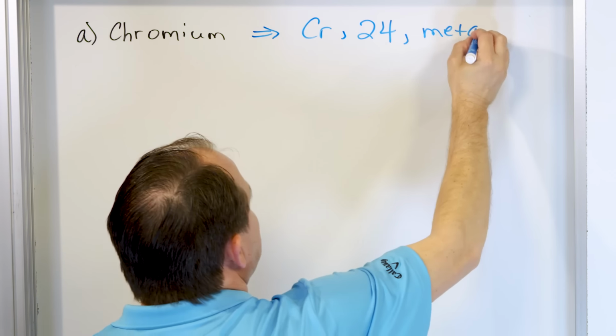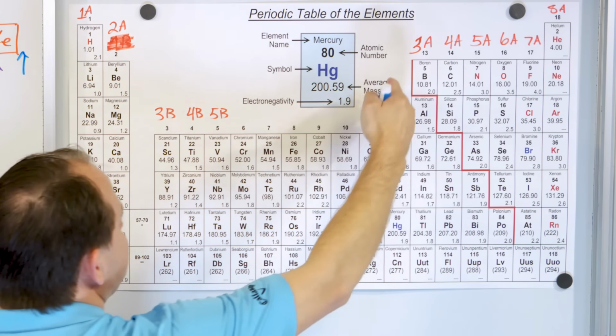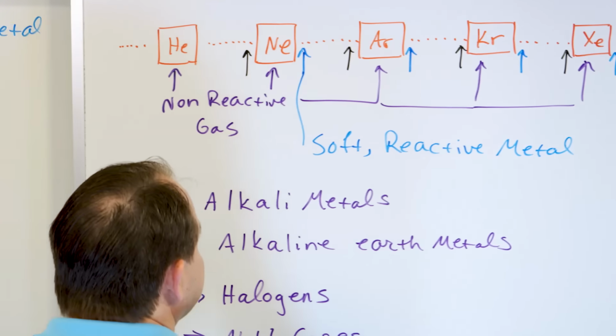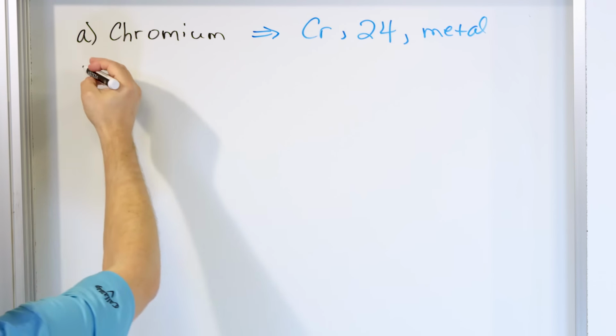Forgot to mention that part. Why is it a metal? Chromium is a metal only because it's on the left-hand side of the periodic table, to the left of the stair-step boundary. Okay? So I think what I'm going to do next is write down the remaining ones here, and then we're just going to look them up.